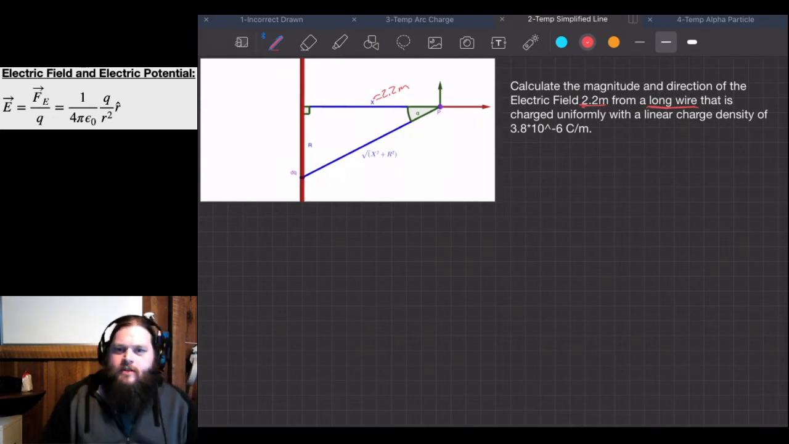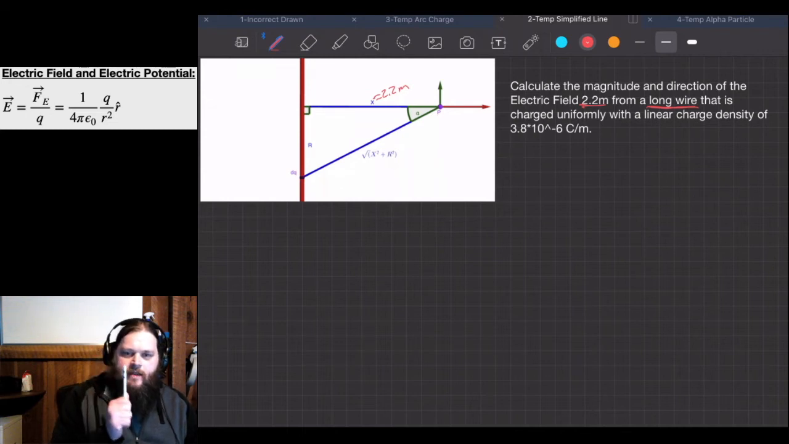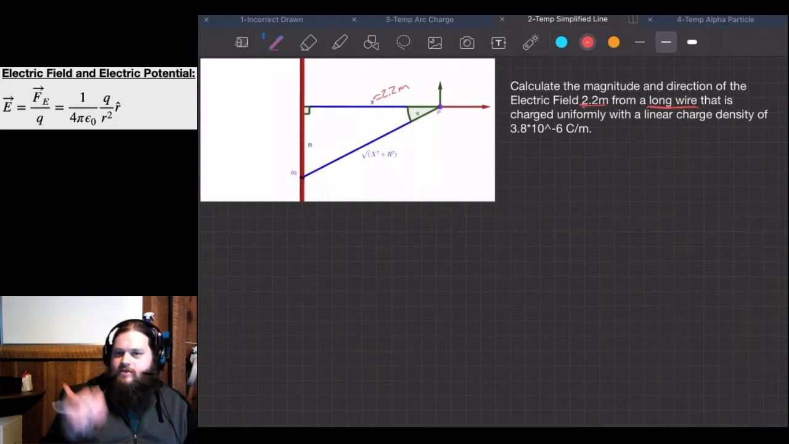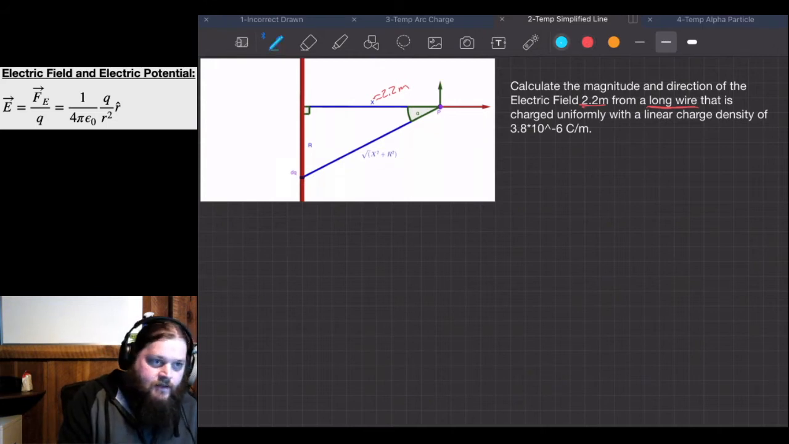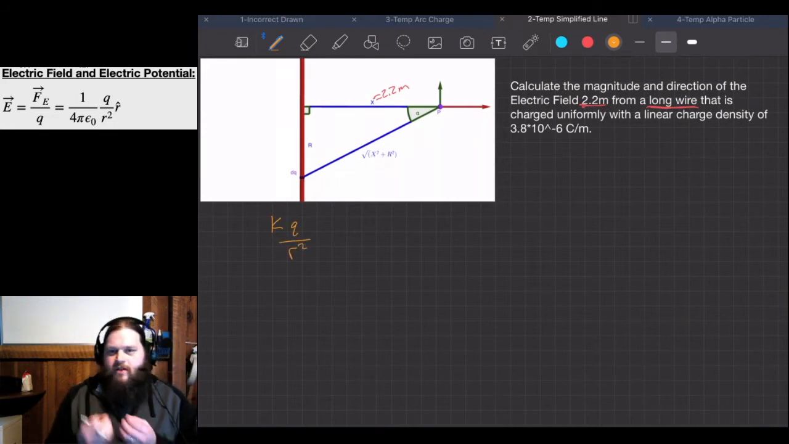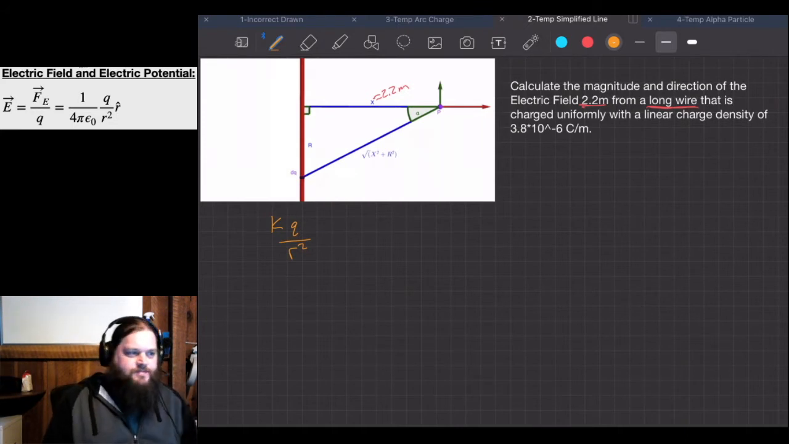So what we need to do is use the electric field equation that's above me, where it's the force divided by the charge, or K, which is equal to 1 over 4 pi epsilon naught. It's KQ over R squared. So I want to use this simple idea of KQ over R squared, and I want to generate a formula which I can use to solve this.